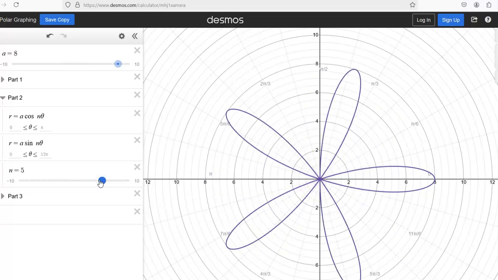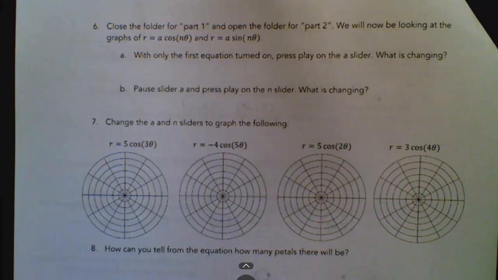So notice on this that when it's an odd number, that is the number of petals, but when it's even, it doubles. So if that's 2 theta, then we're going to have 4 petals. If it was 7 theta, well, that's odd, so it will be 7 petals. We're going to talk about the symmetry on these and where they start and all that fun stuff. I just wanted to show you a little bit about how these graphs are going to look. So let me come back to this page.